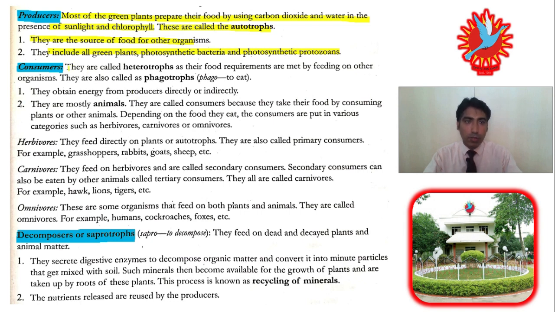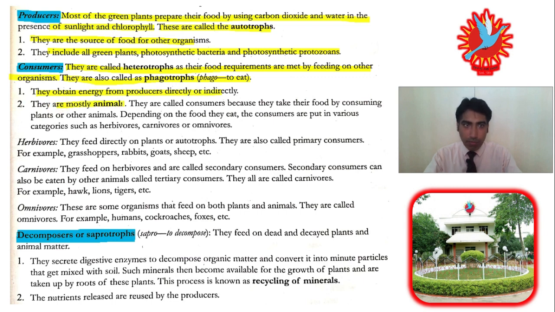Next, consumers. What are consumers? They are the heterotrophs. They are called heterotrophs as their food requirements are met by feeding on other organisms, because they cannot make their food. They are also called the phagotrophs, because phago means to eat. They obtain their energy from producers directly or indirectly.